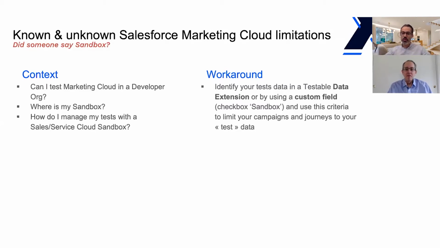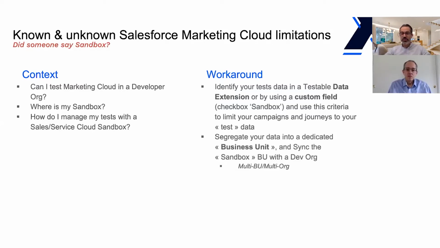If you do not want to create a dedicated data extension, you can just create a custom field on your All Subscribers list. You can name it whatever you like, but name it Sandbox, and then use this checkbox as a criteria when you would like to segment your campaign. So you will be sure that you only segment test data.